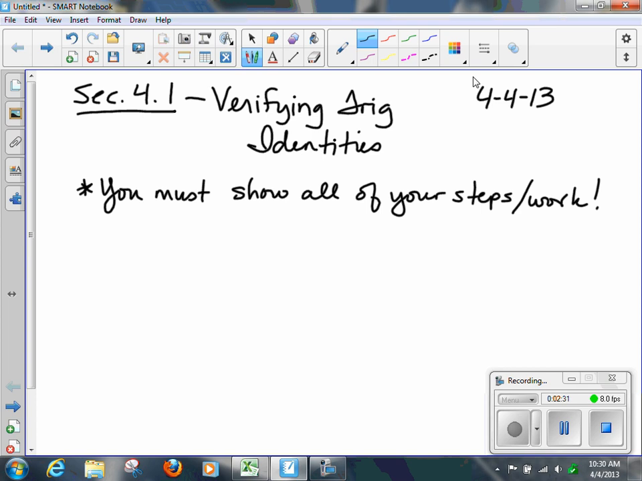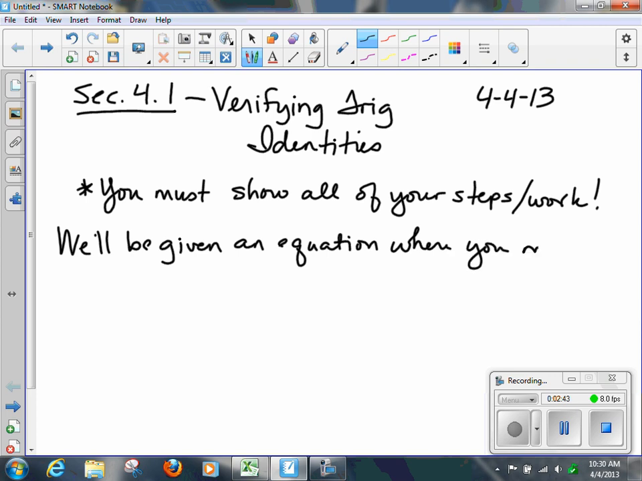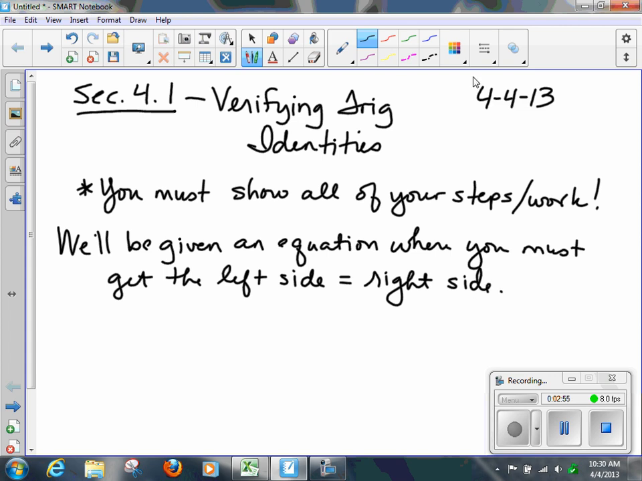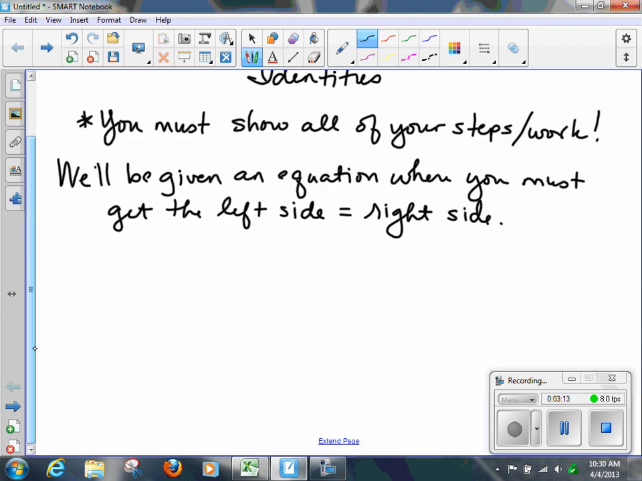Now, what we're going to be doing is we'll be given an equation where you must get the left side equal to the right side. You have to balance an equation. That's what you have to do. All right? So there's no question, and you're not going to come in here and say, I didn't know what to do, so I just stopped. I'm going to give you straight, step-by-step instructions. How and where do we start?